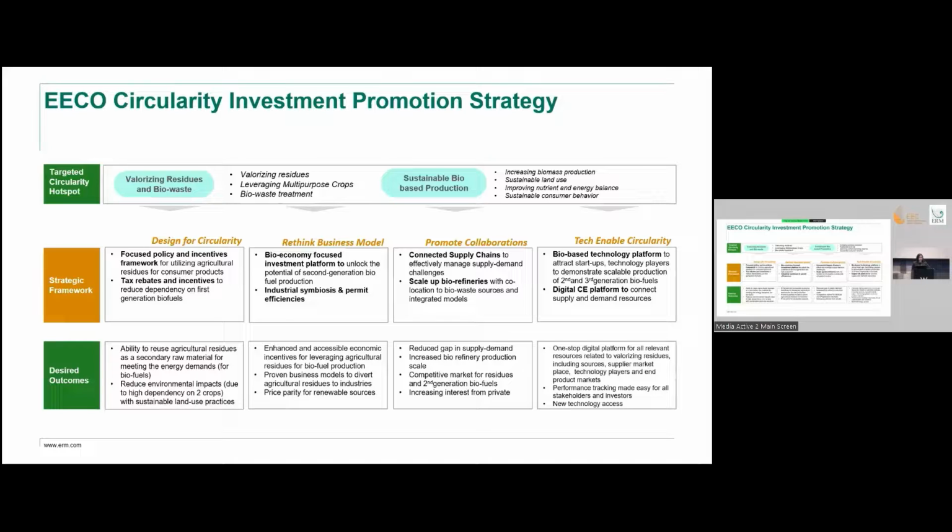Collaborations, connected supply chains would be crucial for bringing in the cross collaboration from where the produce is happening, where waste are generated, and then bringing it back to the refineries. And finally, tech enabling the supply and demand. How does a biorefinery get to know that there is available feedstock as cassava roots or rice straws that I can bring in for my fuel production? Create a technology platform using startups, technology partners that can help you connect the demand and supply side of bio-based industries.